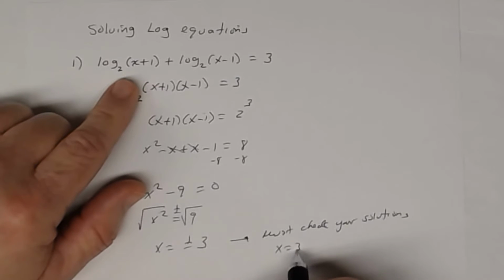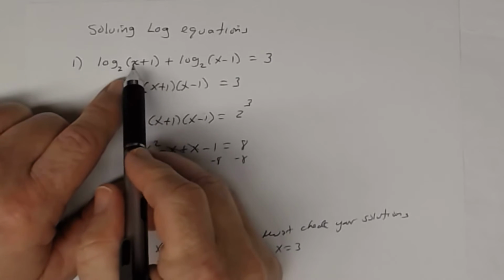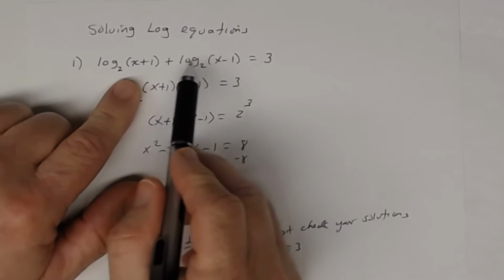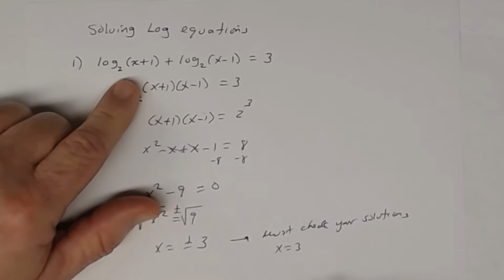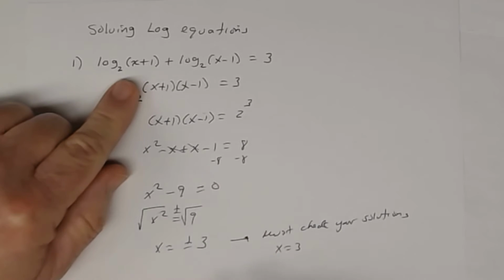If x equals 3, let's see if 3 will be fine. 3 plus 1 is 4. 4 is positive. 3 minus 1 is 2. 2 is positive. So if I did all this work correctly, then 3 will be a solution.